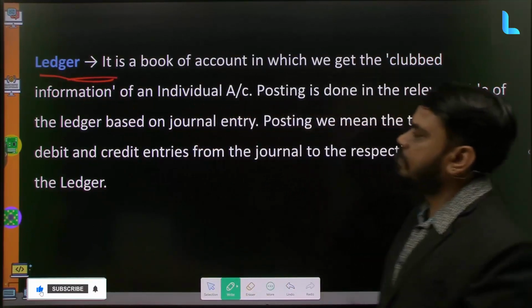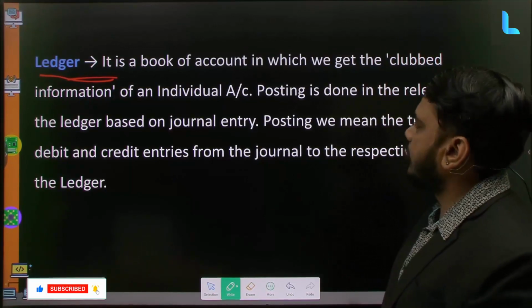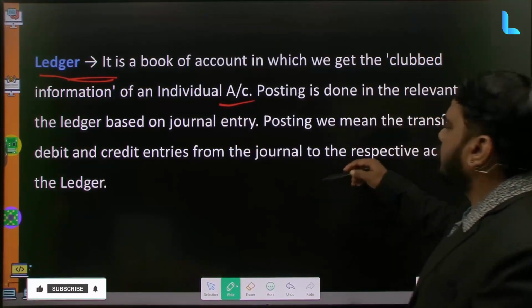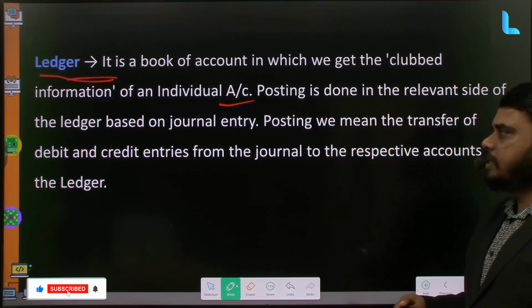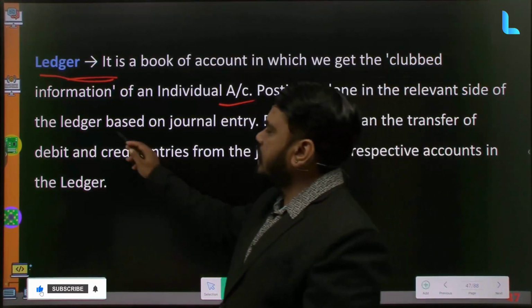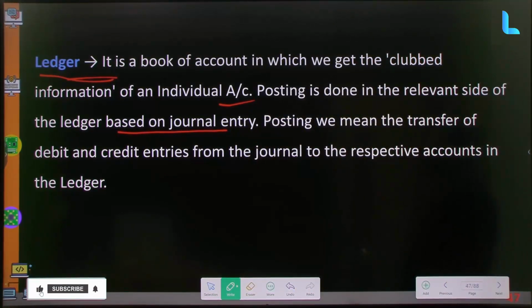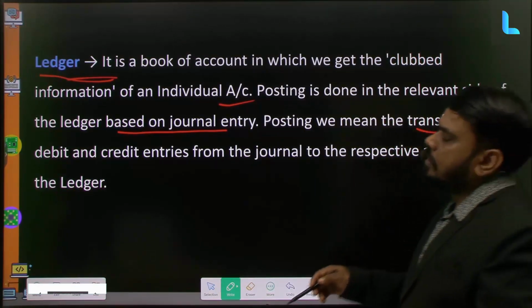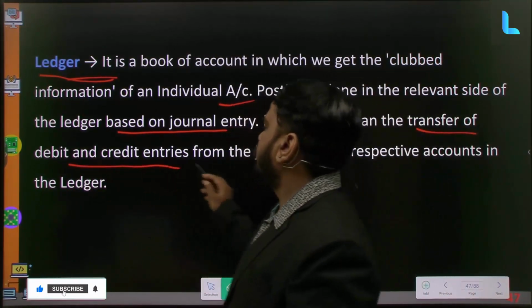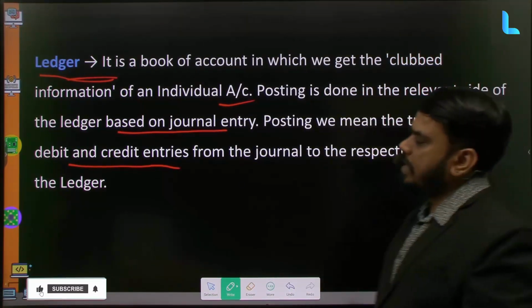So the ledger is the place where we get all the transaction information. So here we can say that the clubbed information of individual accounts and other posting, everything is done. That is cash or bank book transactions as well as the journal book transactions are entered into the ledger. So here posting means what? The entry posting means nothing but transferring of both debit and credit entries from the journal as well as the cash or bank book entries into the ledger.